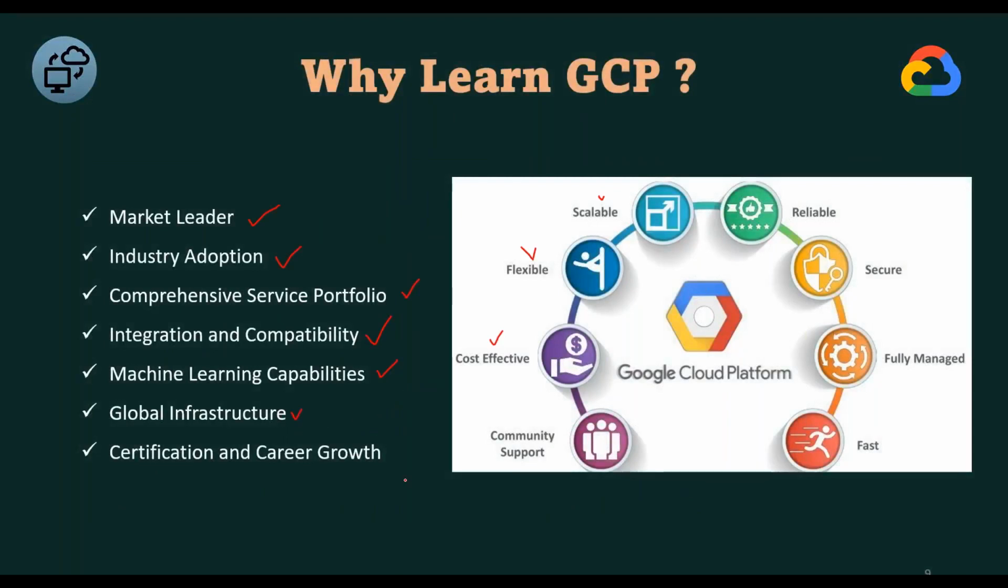GCP has its own infrastructure globally. So even though we have data centers in India, Mumbai, New Delhi, all of these places, it has its own data centers all over the world. That's the reason it is called global infrastructure availability. It also provides certification and career growth. Whoever has done the GCP certification has very high value, and their packages and hikes have increased a lot. Those who are in leadership positions or planning for senior positions, these certifications are very important. So that is the reason we need to learn Google Cloud Platform.